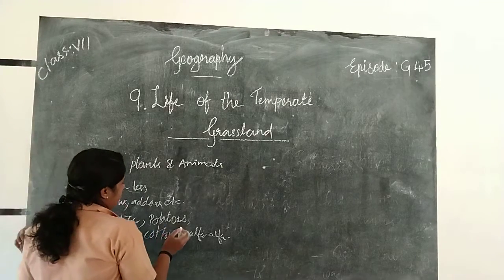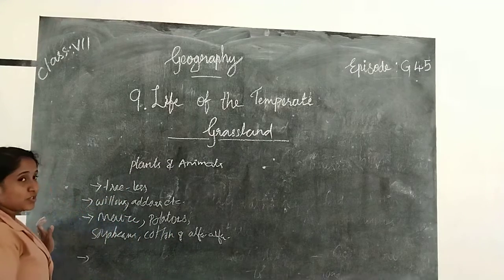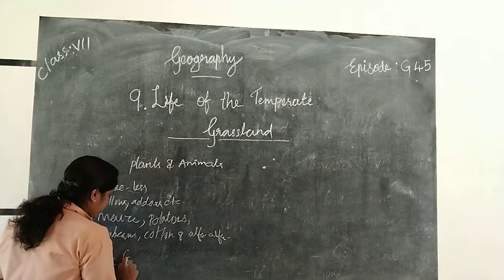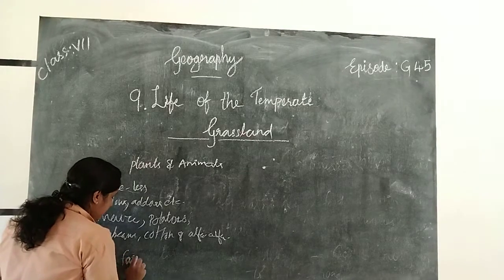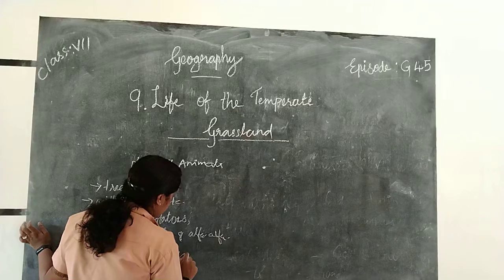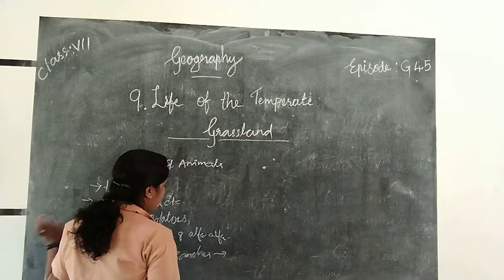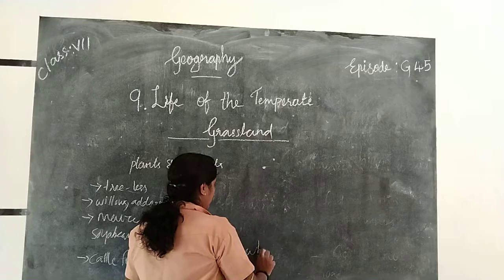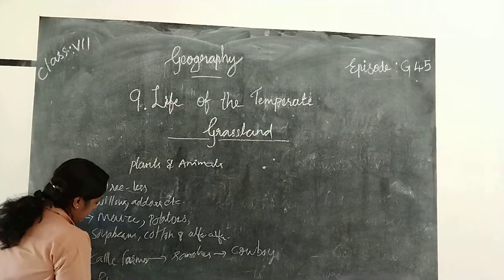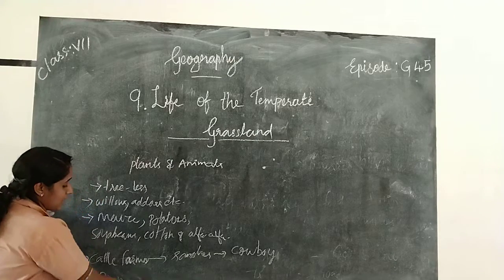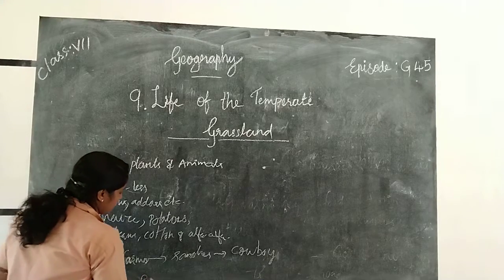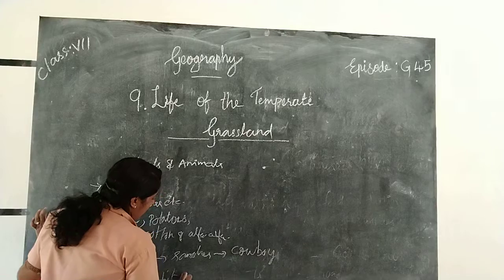In the case of animals, this is a place suitable for cattle. So they have several cattle farms. These cattle farms are known as ranches, and the man looking after the ranches is known as a cowboy. And another animal is the bison. Bison is also known as the American buffalo. It's also an important animal in this region. And we also get rabbit and prey.